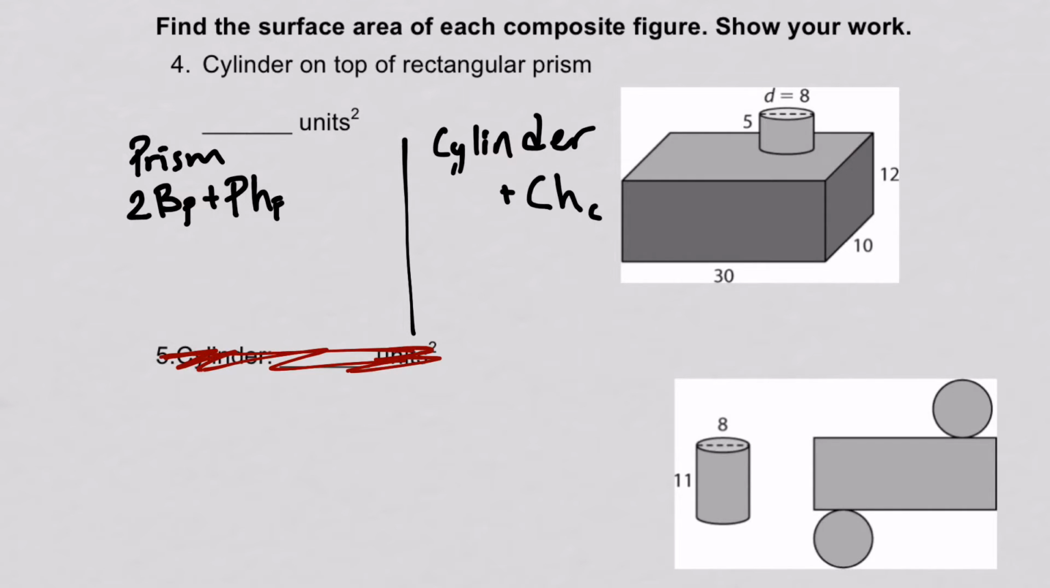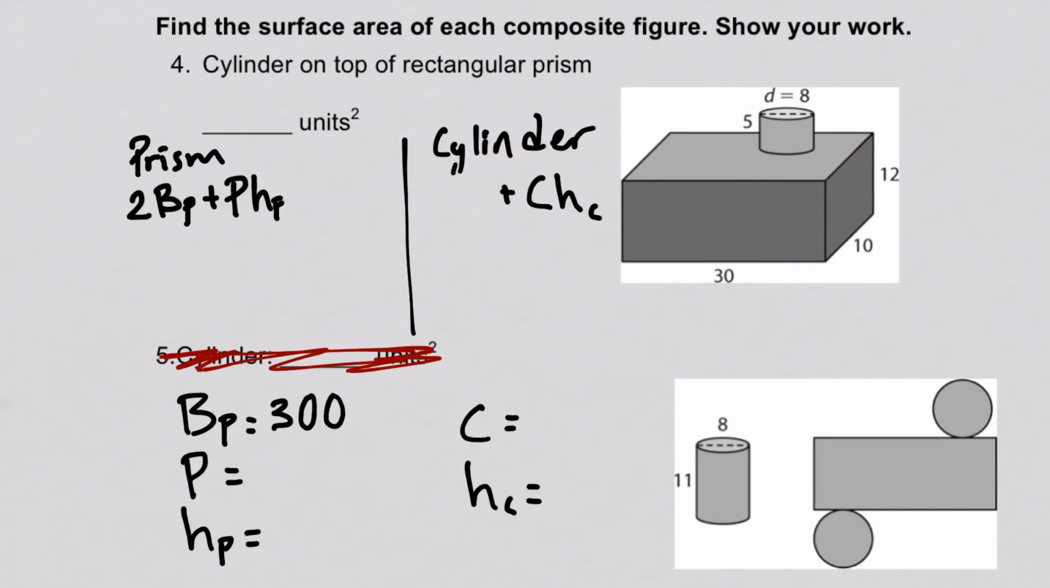I need to find the area of the base of the prism. I need the perimeter of the prism. I need the height of the prism. I need the circumference of the cylinder, and I need the height of the cylinder. Once I find all of those things, I'm ready to plug them in and solve. The area of the base of the prism: the base is a rectangle where one side is 30 and the other side is 10, so that area is 30 times 10, which is 300.